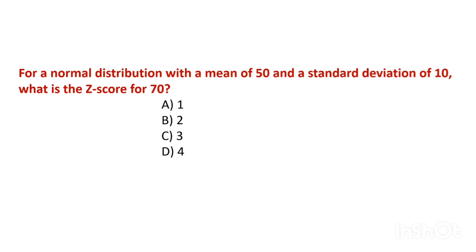For a normal distribution with a mean of 50 and a standard deviation of 10, what is the Z score of 70? So, Z equals x minus mu divided by sigma. Use this formula, and you will get the value 2. Answer B is 2 here.